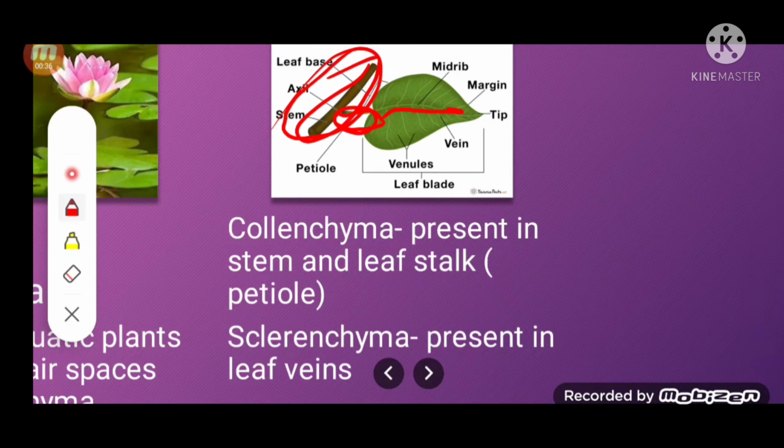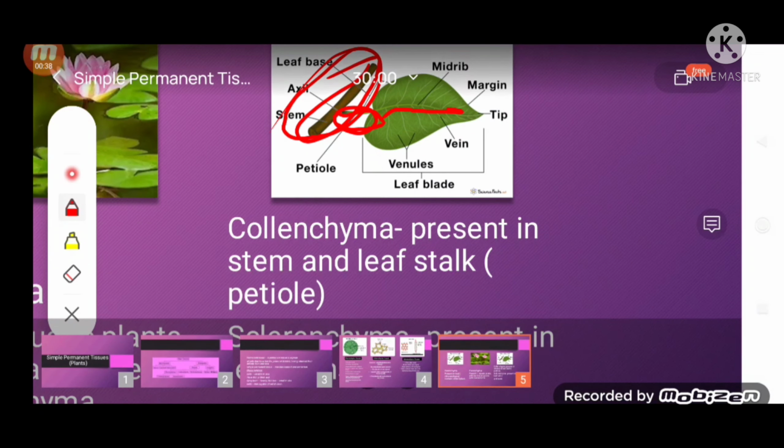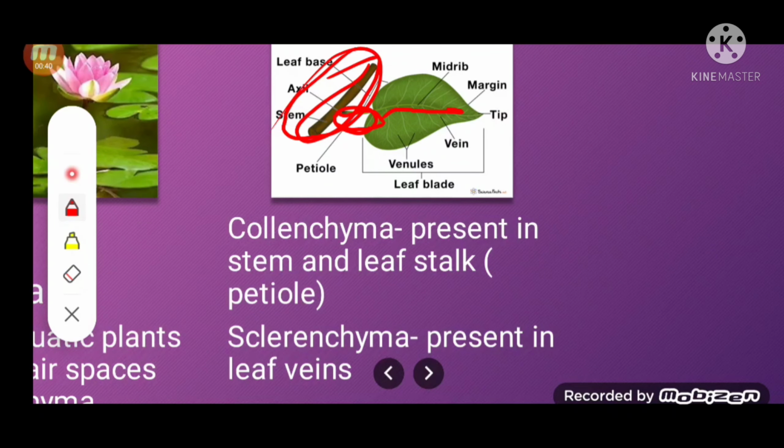So collenchyma and sclerenchyma basically provide support to the plant, or you can say they provide strength, tensile strength and mechanical strength, and they will be found in little harder parts. Collenchyma will be present in the stem and leaf stalk, and sclerenchyma will be present in leaf veins.